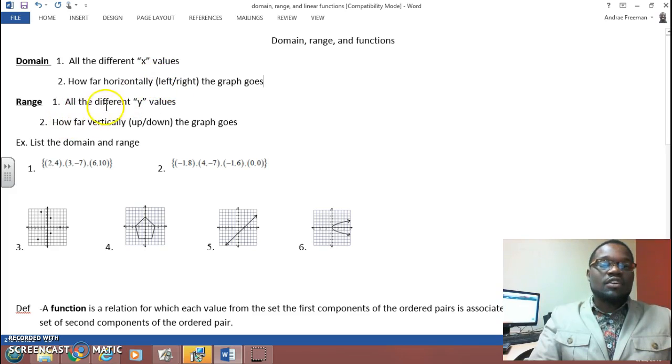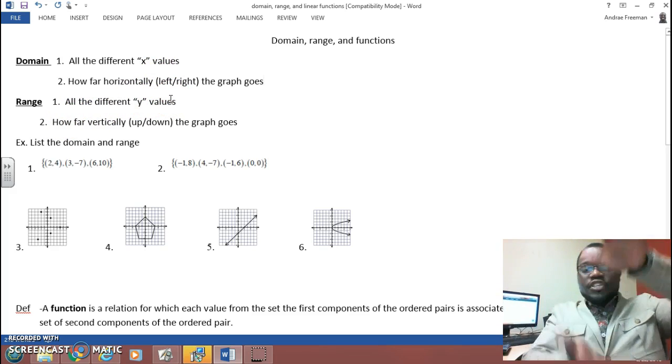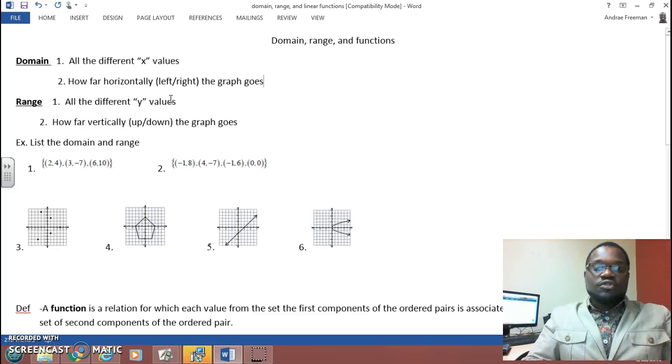And the range is all the different y values, or how far vertically a graph goes, okay? And so depending on if you're given a whole set of data points, like these two examples here, you're looking at all the different y values. And how far vertically, up or down, a graph goes, then you're looking at if it's a picture like so. All right?